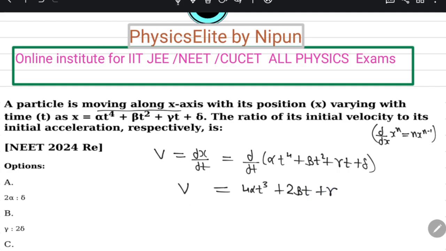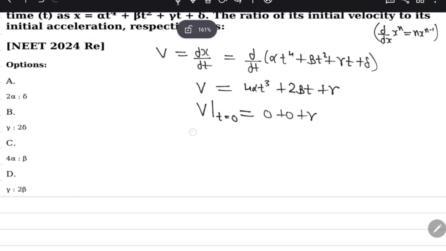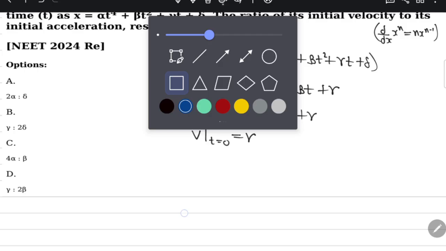This is the velocity we have found. Now we have to find the initial velocity, means at t equal to 0. If I put t equal to 0, this becomes 0, this also becomes 0, so only gamma remains. So velocity at t equal to 0 comes out to be gamma. Understandable?